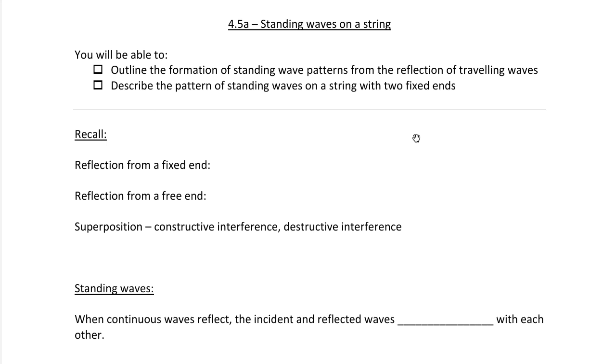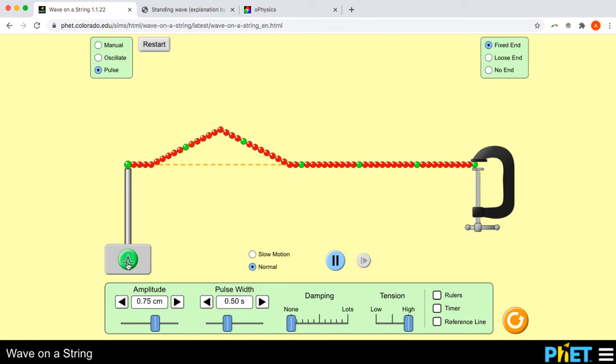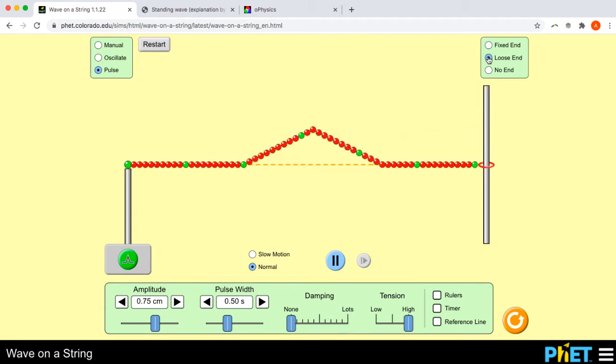This lesson's on standing waves on a string. First, let's review a few concepts. So remember that when a wave or pulse encounters a fixed end, we get inversion, it flips upside down, and when it encounters a free end, it stays upright, like we see here, pointing in the same direction.